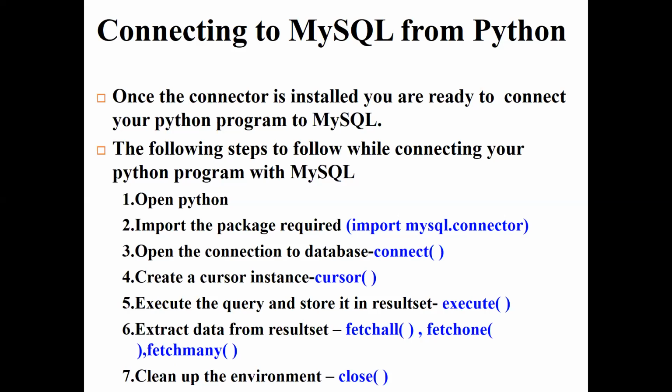What are all the steps that are involved? There are 7 steps which you must follow to establish the connection and to fetch the data. Once the connector is installed, you are ready to connect your Python program to MySQL. The following steps are to be followed: first, open Python, open the IDLE prompt, or whatever software you are using, and then import the package required.